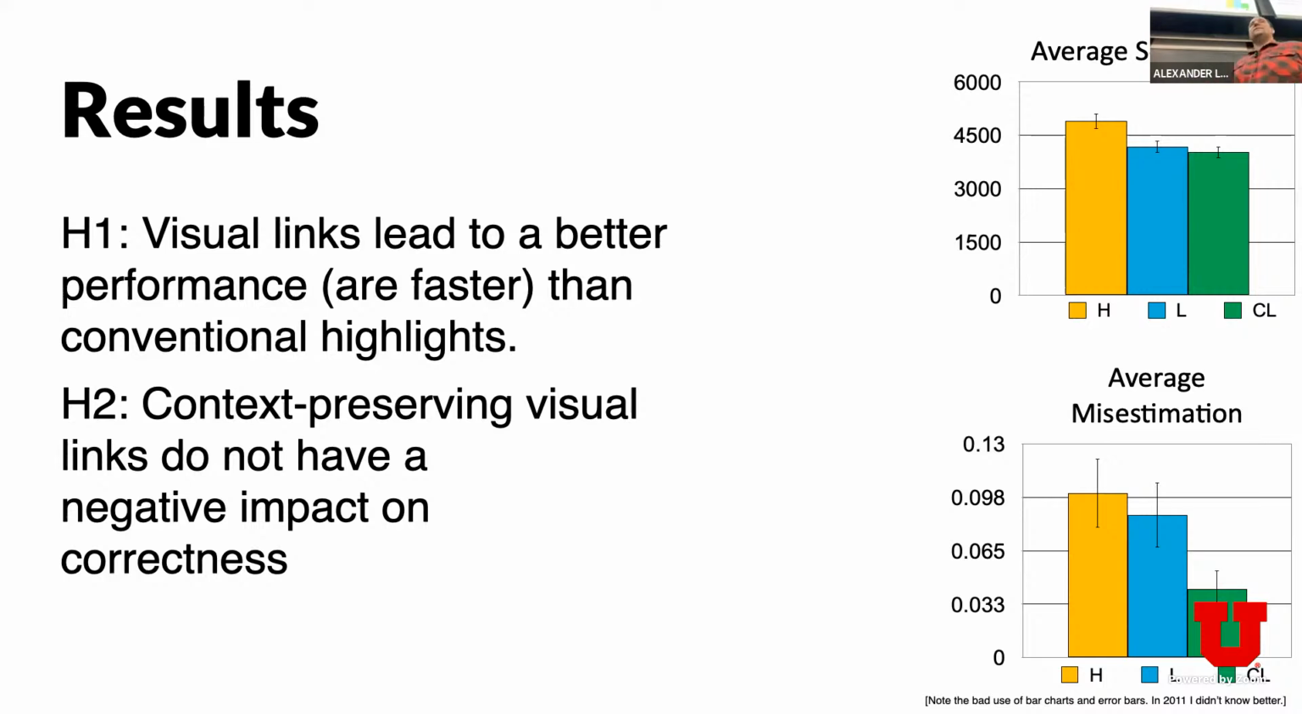Then we ran a formal user study. We even used eye tracking. We had people answer the questions. And then we looked at the results. And what we found is that, yes, in fact, the average search time and the average misestimation is the worst for the traditional highlights. Note that this down here, right? This is a bad chart. I didn't know better in 2011 when I did this. What would I use instead of this bar chart with error bars?